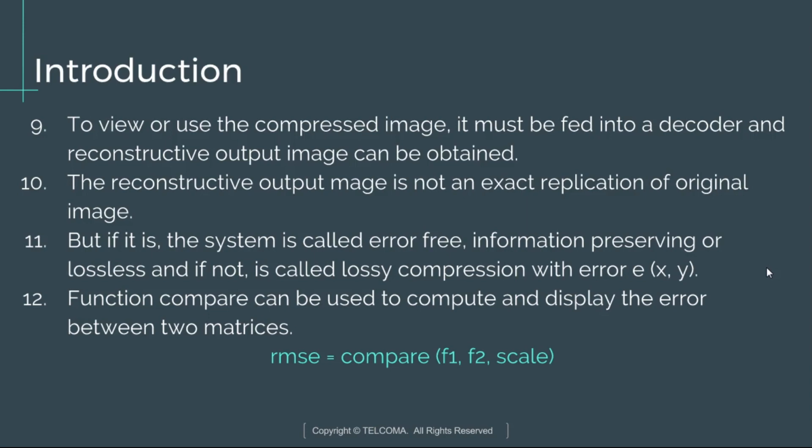The reconstructed output image may not be an exact replica of the original image, but if it is, the system is called error-free, information preserving, or lossless. If not, the system is called lossy compression, with error e(x, y). The function compare can be used to compute and display the error between two matrices, having the syntax RMSE equals compare F1, F2, scale.